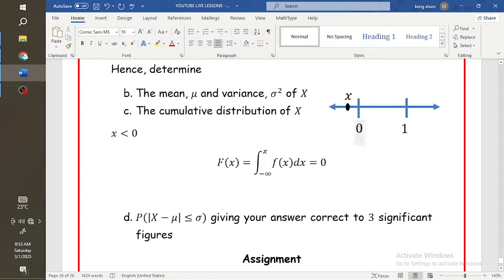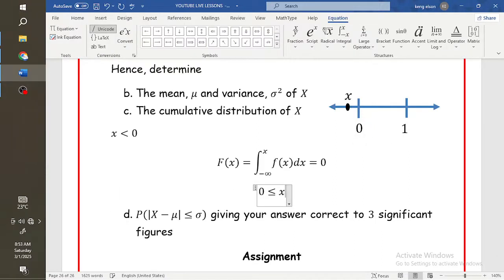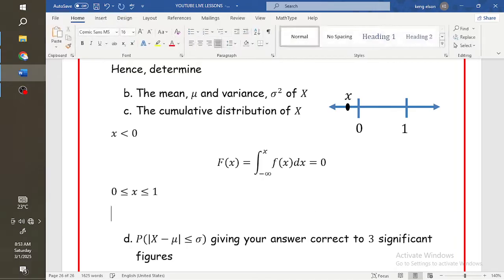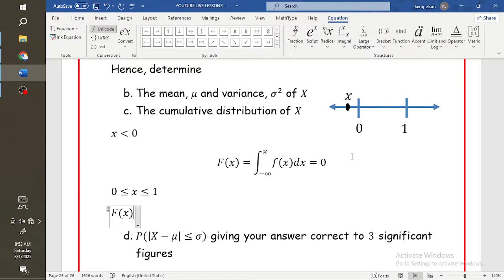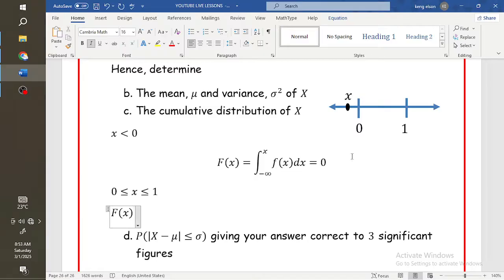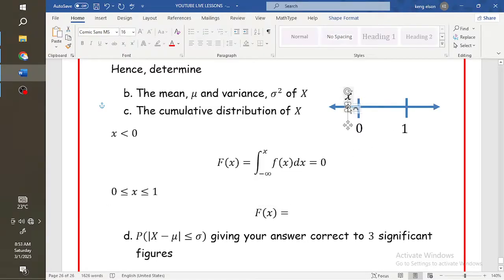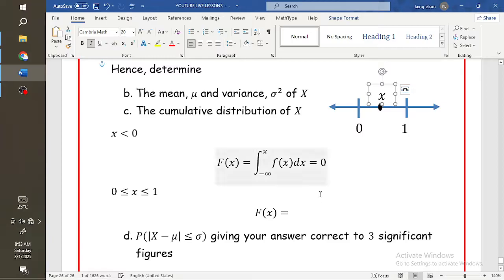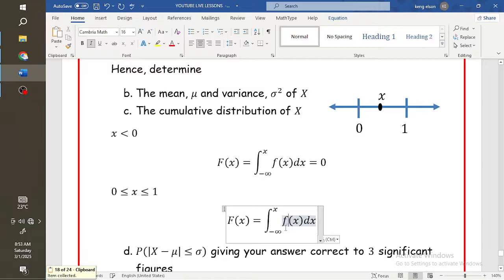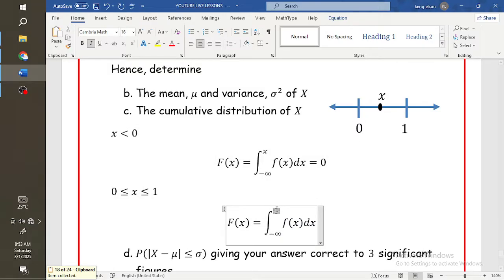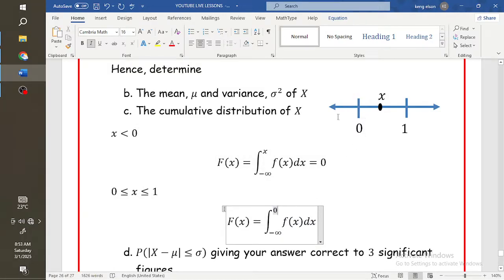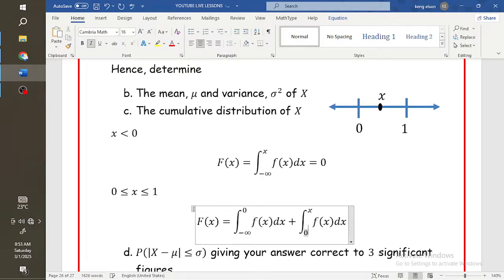Now the next interval is from 0 to 1, so 0 less than or equal to x less than or equal to 1. That's my next interval. So what is my capital F of x? Like I said, I'm going to change the position now, so my x is here. Since it is cumulative, I'm going to integrate from minus infinity to 0 first, and then later I add to it the integral from 0 to x.